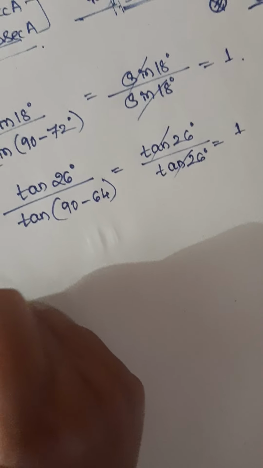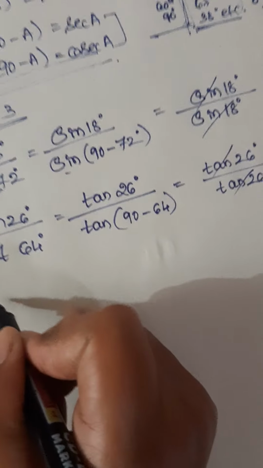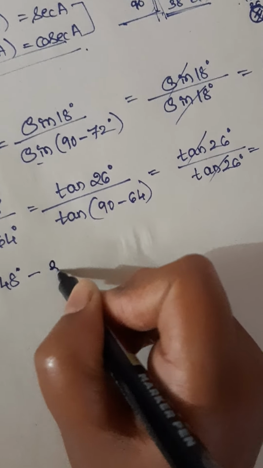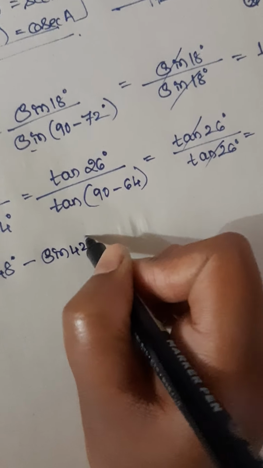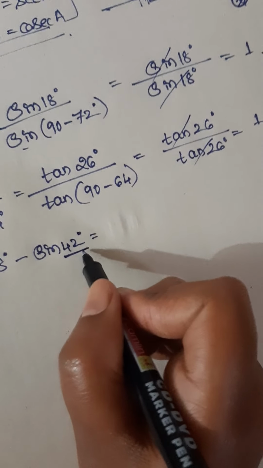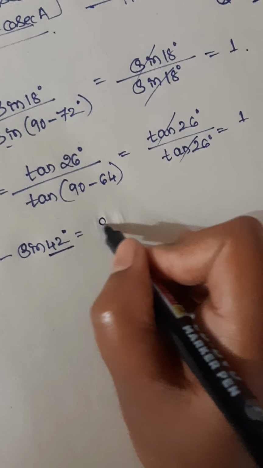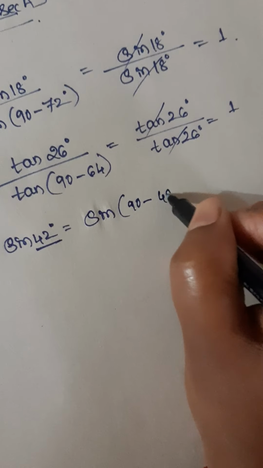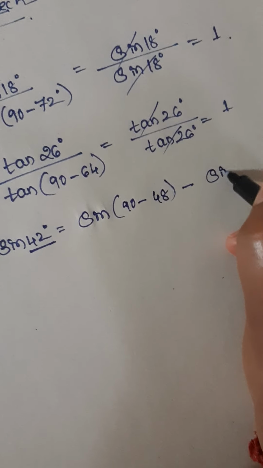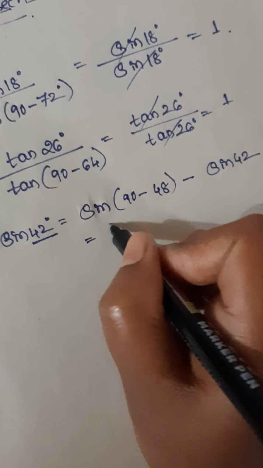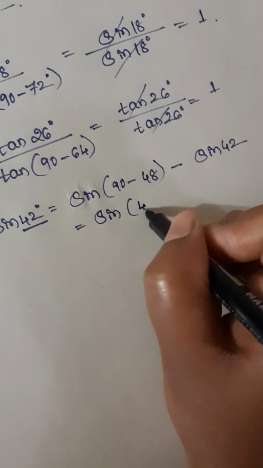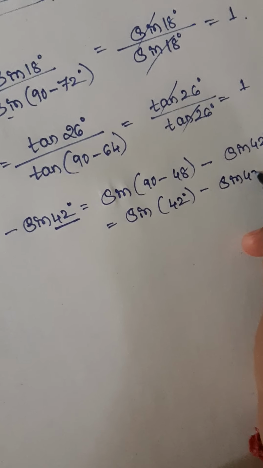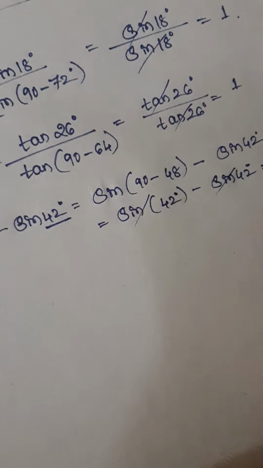Both are cancelled. Let's move to the third part, that is cot 48 degree minus sine 42 degree. It is very easy, and this is below 45, so let's keep this one the same. Let's interchange sine as sine 90 minus 48 minus sine 42. For this, sine 42 degree minus sine 42 degree, both are cancelled, is equal to 0.